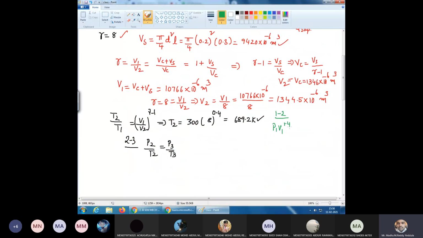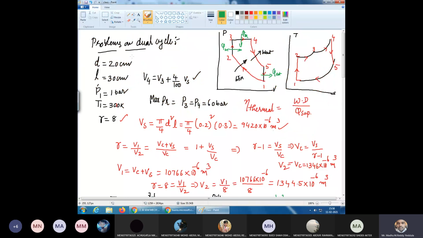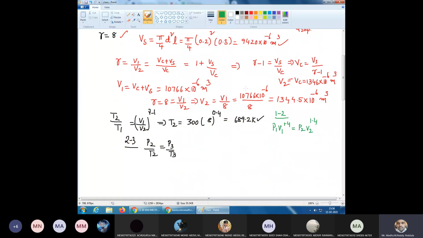P1 V1 power 1.4 is equals to P2 V2 power 1.4. You have V2 value with you. You have V1 value and P1 value is also known to you. From this, P2 is equals to V1 by V2 whole power 1.4 into P1. All the data is with you. If you substitute, you will get P2 as 18.38 bar.